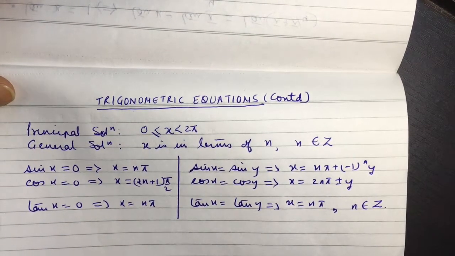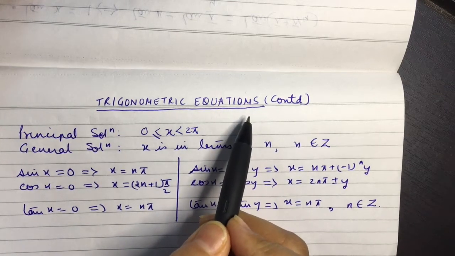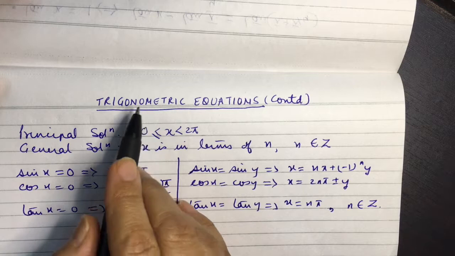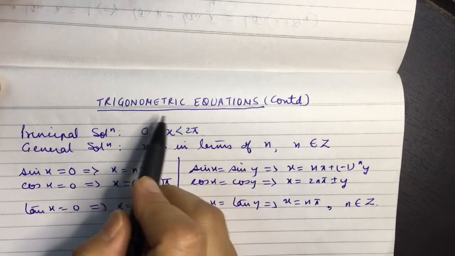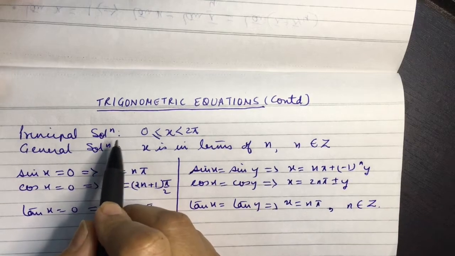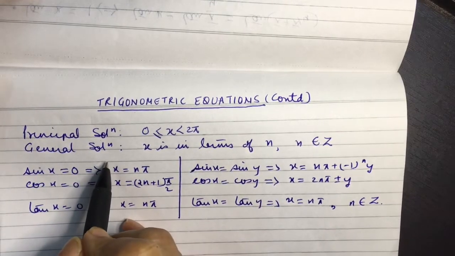Good morning. Let us now continue with our discussion on trigonometric equations. Now we have to do the solution of trigonometric equations. Now the solution can be categorized into two parts. One is the principal solution and the other one is the general solution.